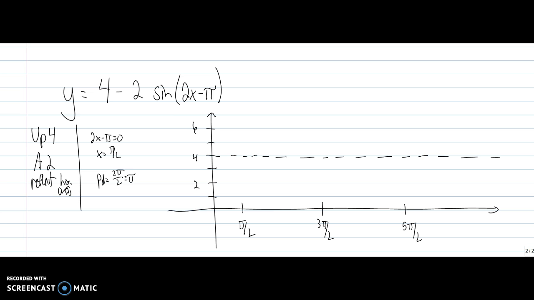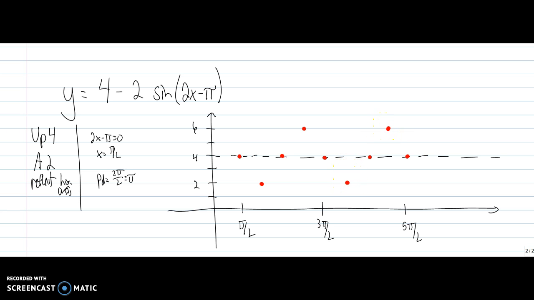Now for the points, it is a sine curve, so it's going to start and end on the midline. Halfway through it's on the midline, but because of this negative, it's not going to go up first, it's going to go down to the minimum, and then it will go up. Same points for the second period, down and then up.